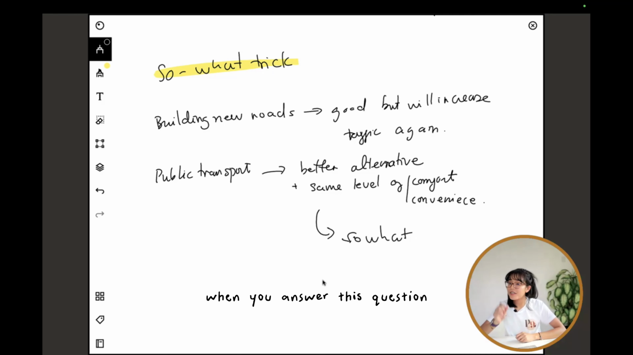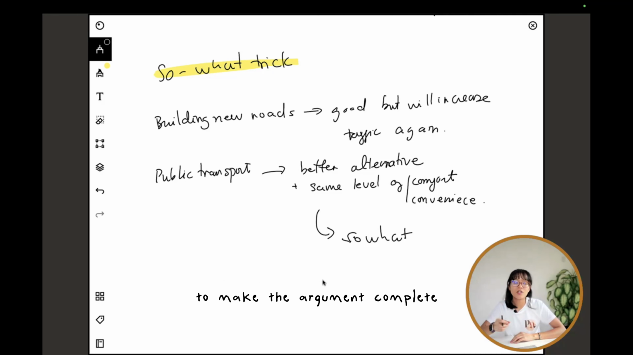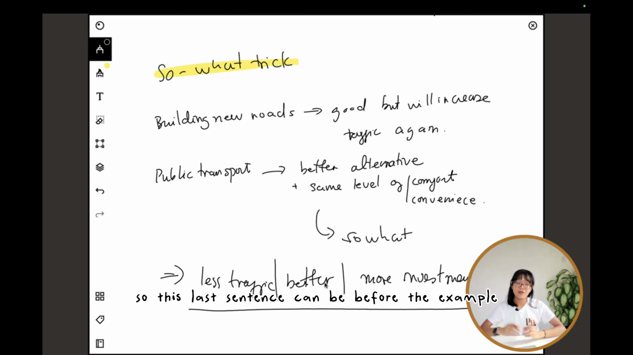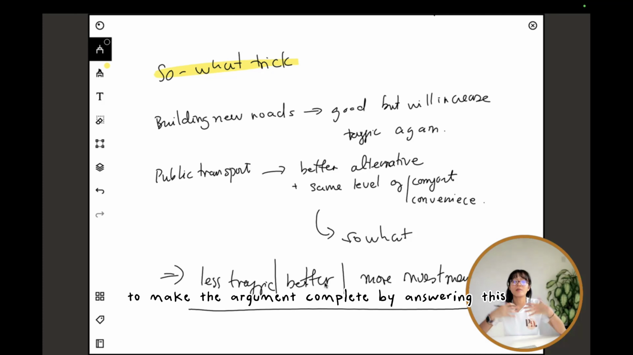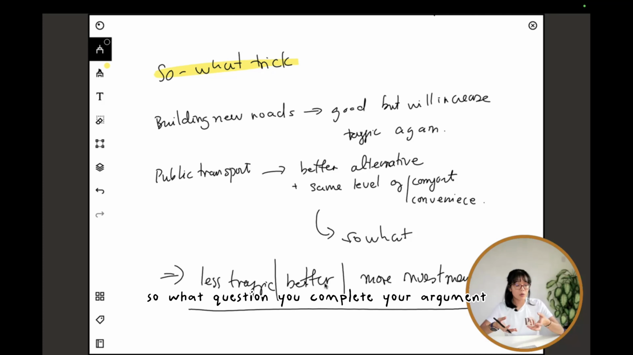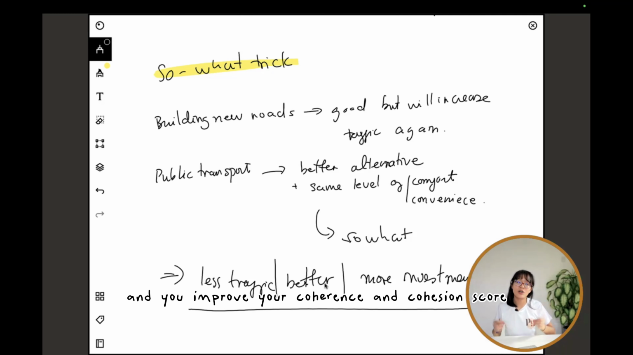When you answer this question, you push yourself a step further to close the argument, to make the argument complete. So this last sentence can be before the example or after the example to close the argument, to make the argument complete. By answering this so what question, you complete your argument, you close the so-called loop, and you make your body paragraph more coherent, and you improve your coherence and cohesion score.